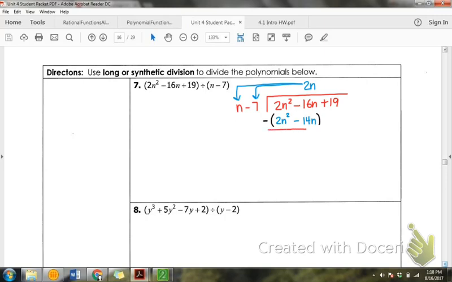Okay. So the 2n squareds are going to cancel. But then what do you notice about this 14? What does it really become? Good, positive 14. So negative 16n plus 14n is negative 2n. Okay, now you're going to bring down the 19.